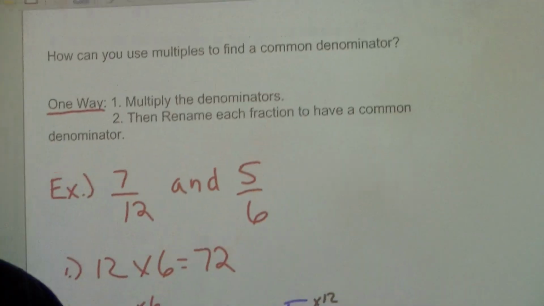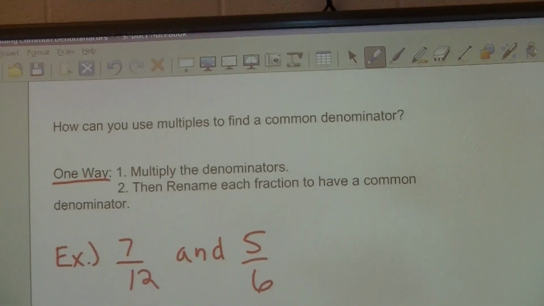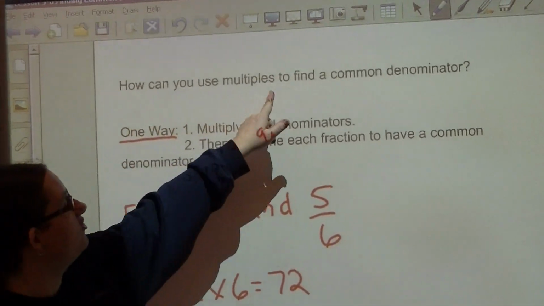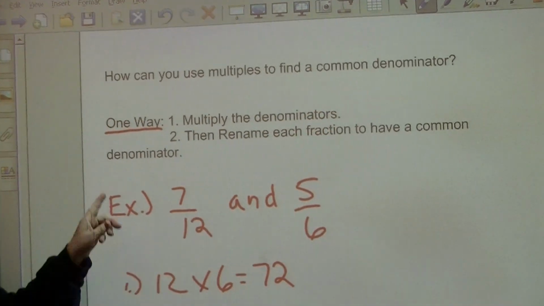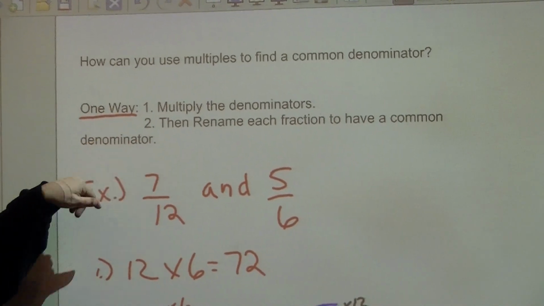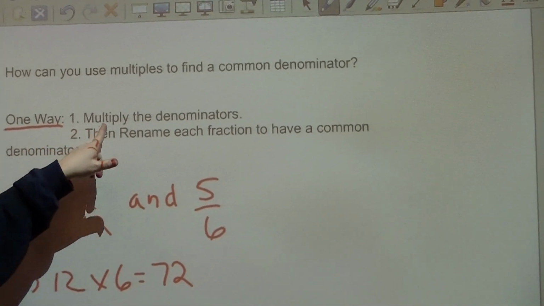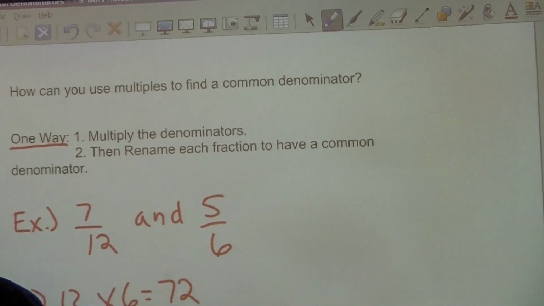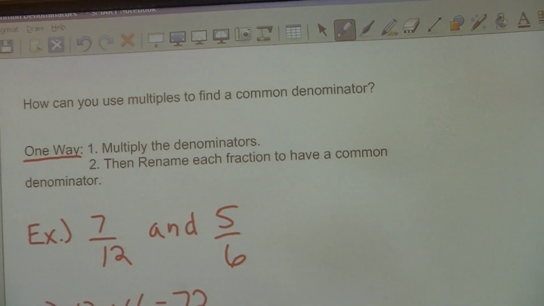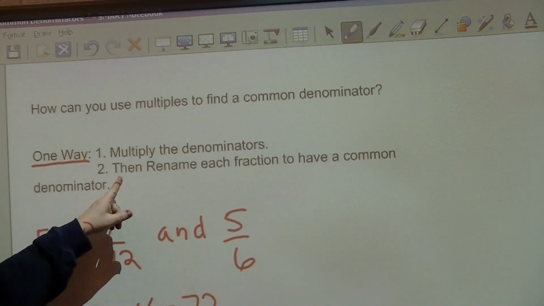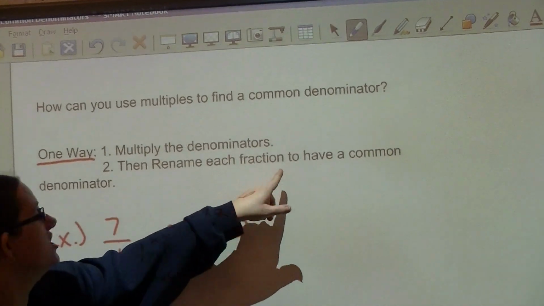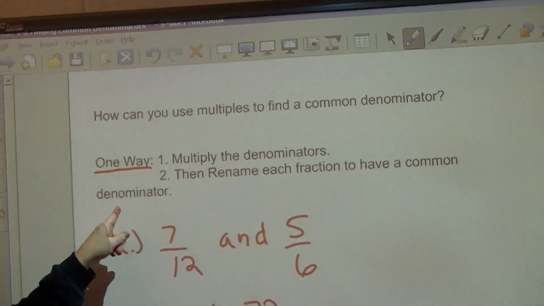Okay, now on to 233, where we can find, how can you use multiples to find a common denominator? Please put down one way and put our steps here. Your first step will be to multiply the denominators. Again, remember that's your bottom number. The second step will be then to rename each fraction to have a common denominator.